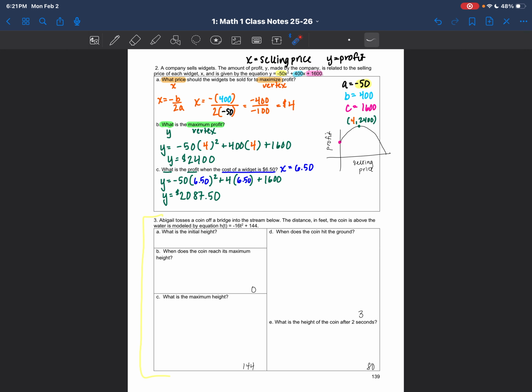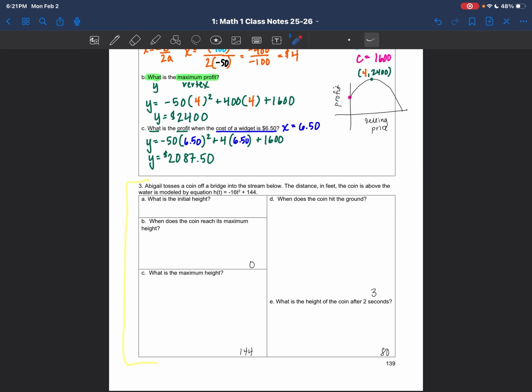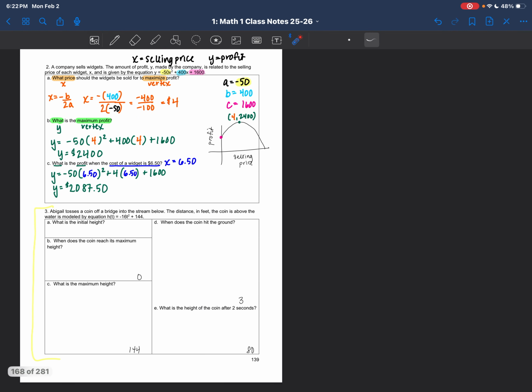All right, so what I would like for you to do is go ahead and answer those questions. Now I did give you the answers for each one, except for the initial height, and that would be 144 because that's your C value. But I want you to show the work for each part.